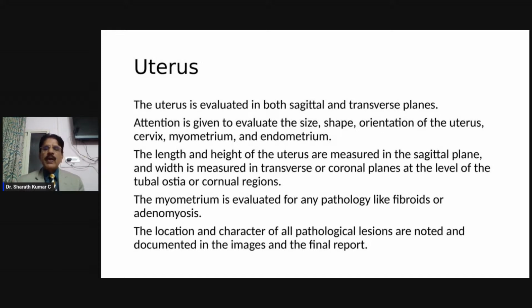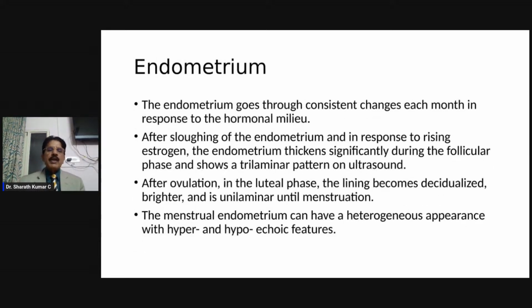Attention is given to evaluate the size, shape, and orientation of the uterus, cervix, myometrium, and endometrium. Length and height of the uterus are measured in the sagittal plane. Width is measured in the transverse or coronal plane at the level of the tubal ostia or coronal regions. Myometrium is evaluated for any pathology like fibroids or adenomyosis. Location and character of all pathological lesions are noted and documented. That is about the uterus.